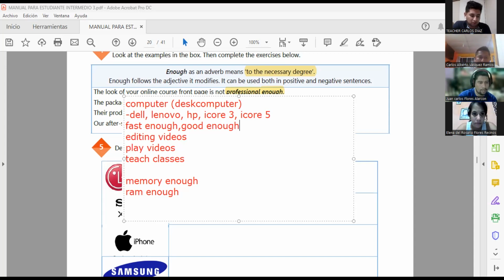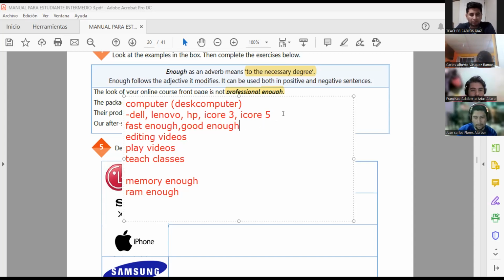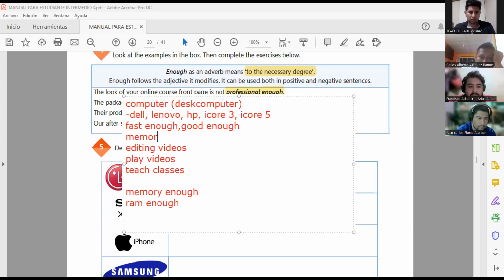No participation today? You could buy an HP computer. With how much memory? Maybe 1 or 2 terabytes.